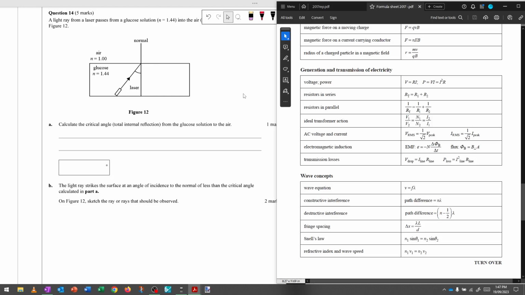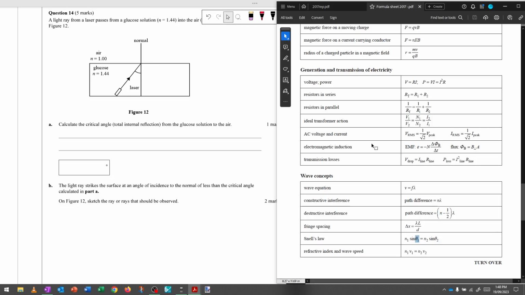Okay, so that's Snell's law, but we want the critical angle for total internal reflection. So we want the refracted angle, I guess you can say, to be 90 degrees. So that's going to be 90, this theta 2, and our job is to solve for theta 1. Okay, so let me just quickly write that down.